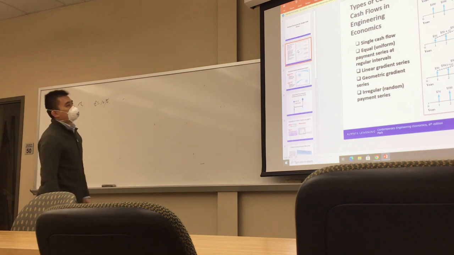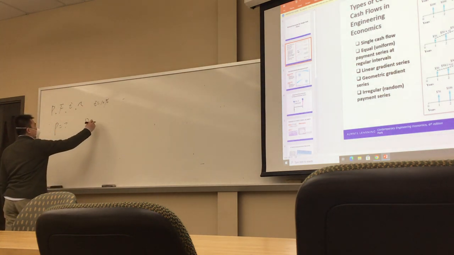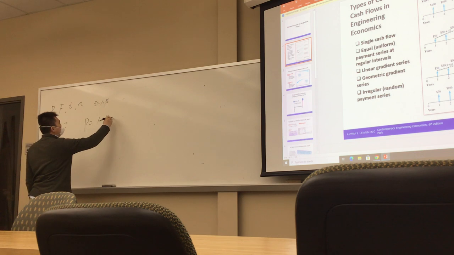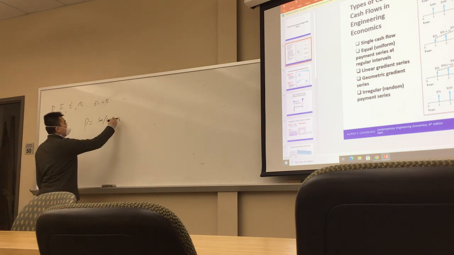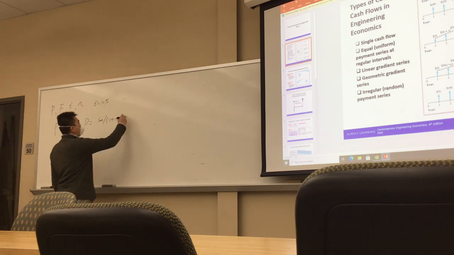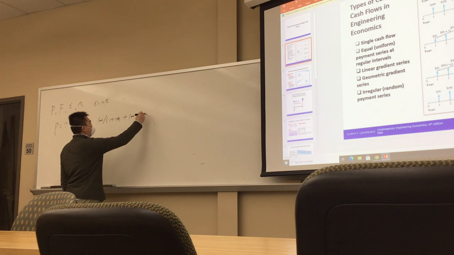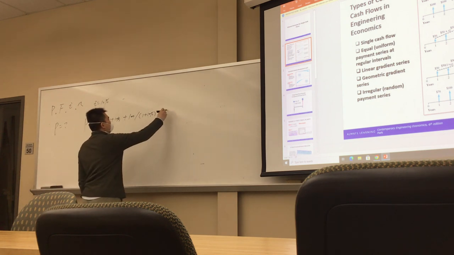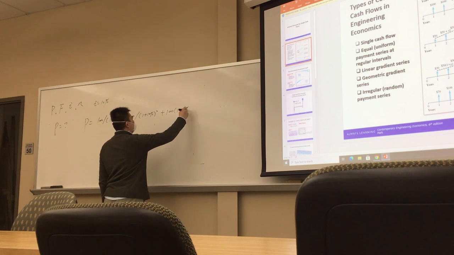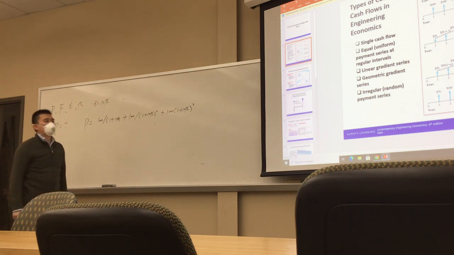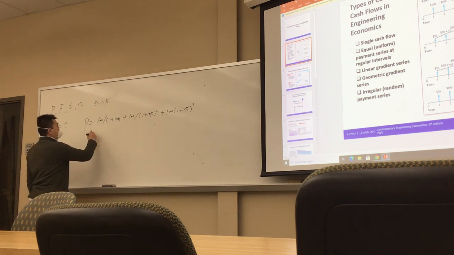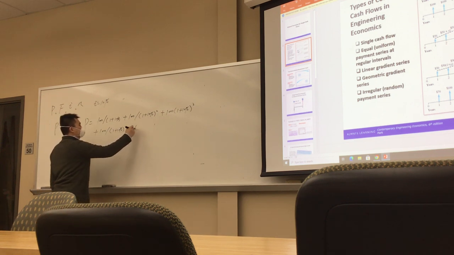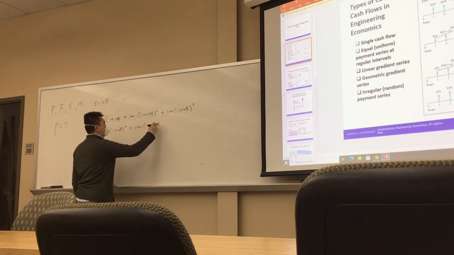So we can aggregate P equal to what? 100 divided by 1 plus 10% for the first one, right? Then plus 100 divided by (1 plus 10%) to the power, second one, right? Then 100 over (1 plus 10%) cubed, right? The third one. Then plus 100 divided by (1 plus 10%) to the fourth, fourth one, plus 100 divided by (1 plus 10%) to the fifth.